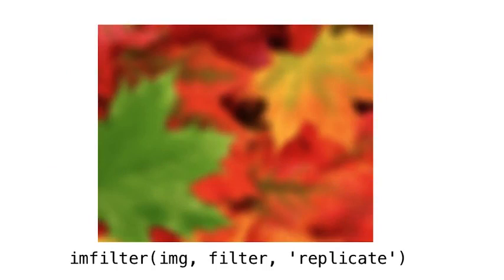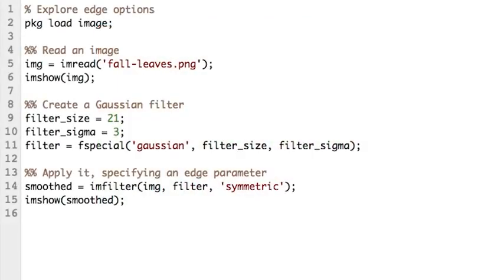Replicate. Replicate is not too bad, no obvious effects. And lastly, symmetric or reflect across edge. Not bad either. Actually, not too different from replicate. Feel free to experiment with these different options, filter sizes, and sigmas.